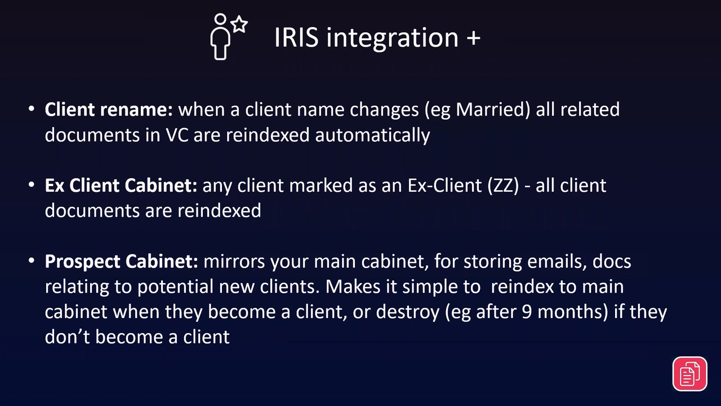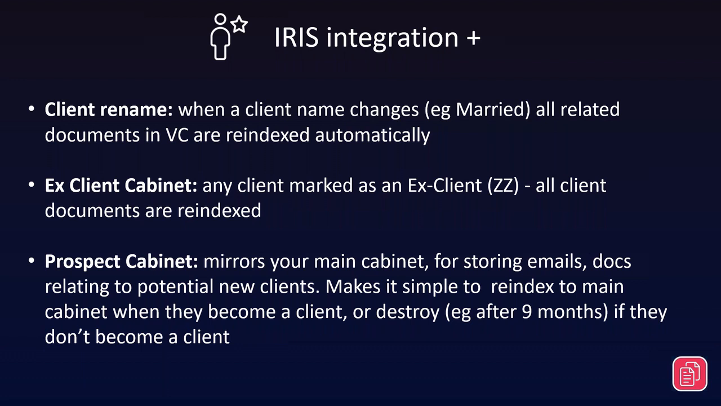If you change a name in Iris, it's automatically reflected in Virtual Cabinet. So someone gets married or divorced, or a company changes to limited, and you change it in Iris, and all the documents within Virtual Cabinet are re-indexed to that new name, so everything matches perfectly. Now I know you can do it manually, but that means you have to go into Virtual Cabinet each time, highlight all the documents and re-index them. If you forget to do it, then the documents aren't matching as well.